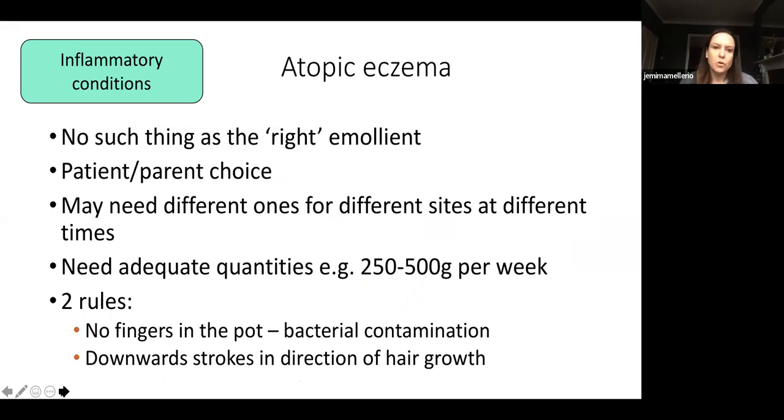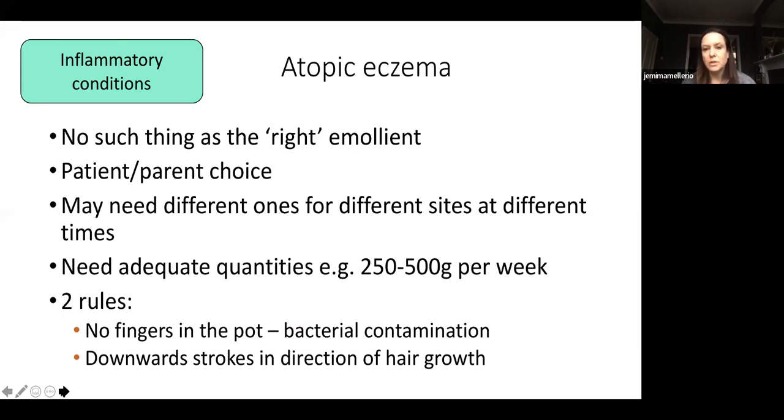It's really down to what they'll choose. There's no point in having the best emollient in the world if it's just going to sit there and not be used. And the other thing is you might need to have a variety of different emollients for different body sites. Sometimes children will find that something very greasy, like ointments on their hands, is difficult because it makes it difficult to hold a pencil or to write or to play with their toys.